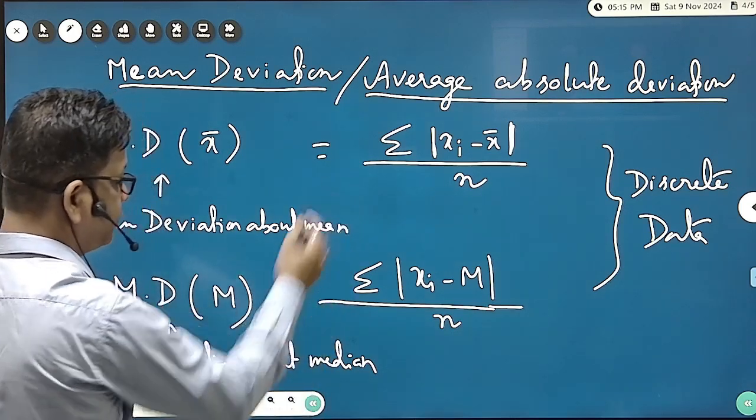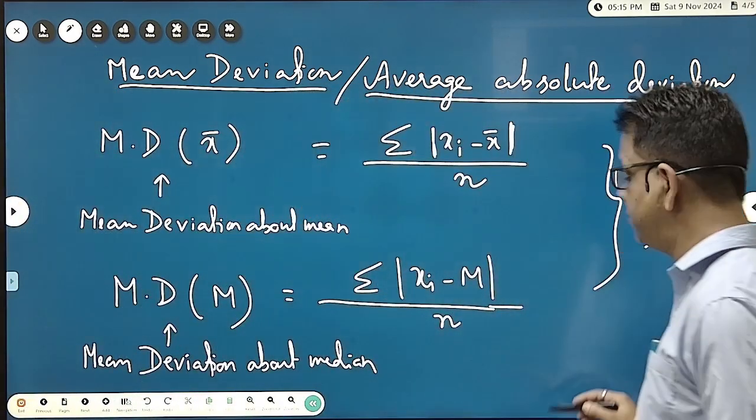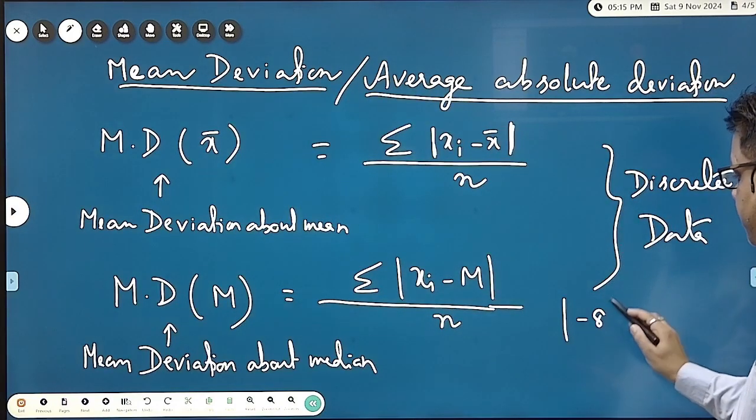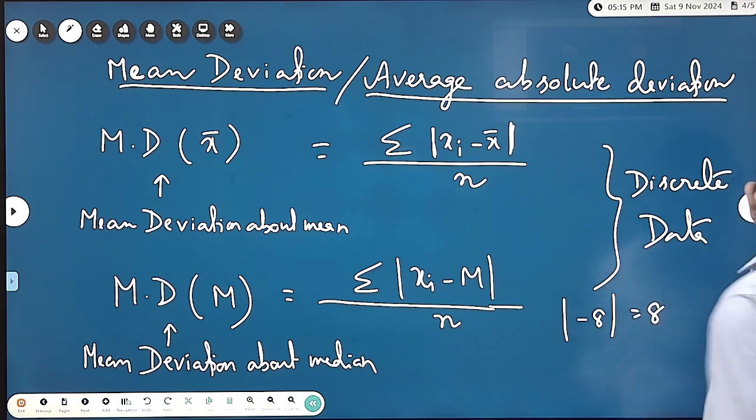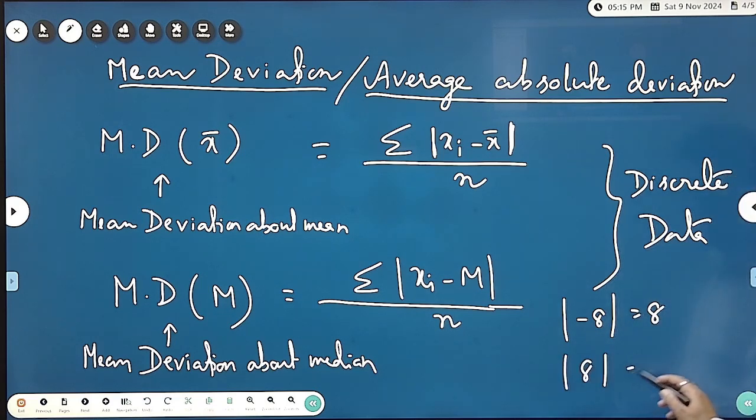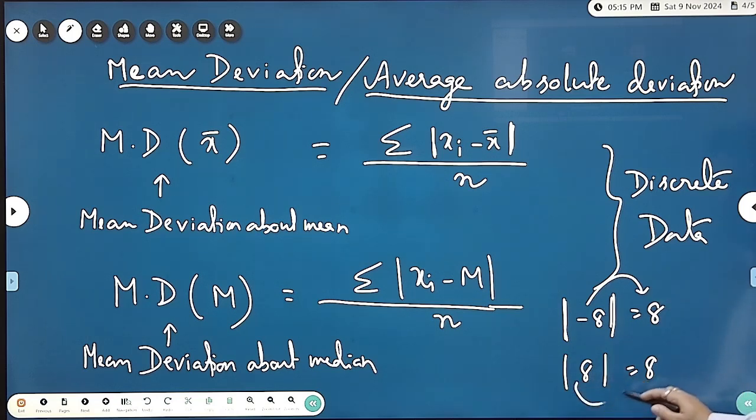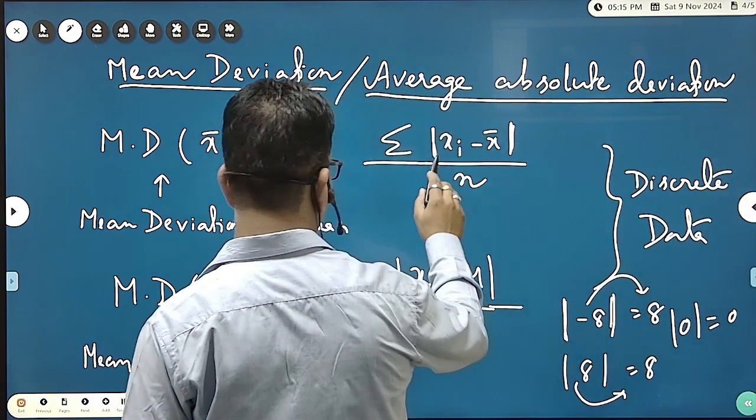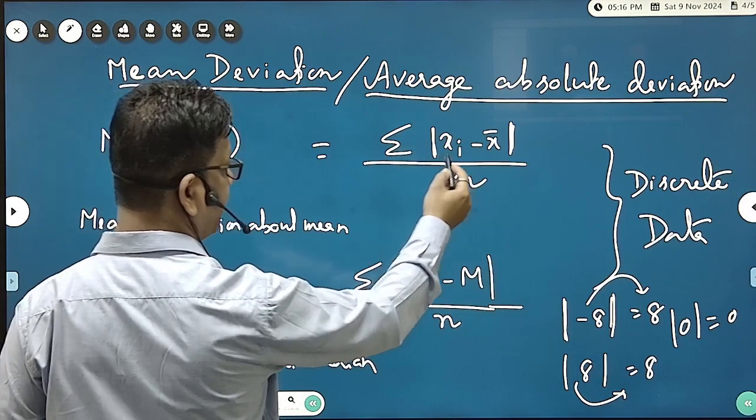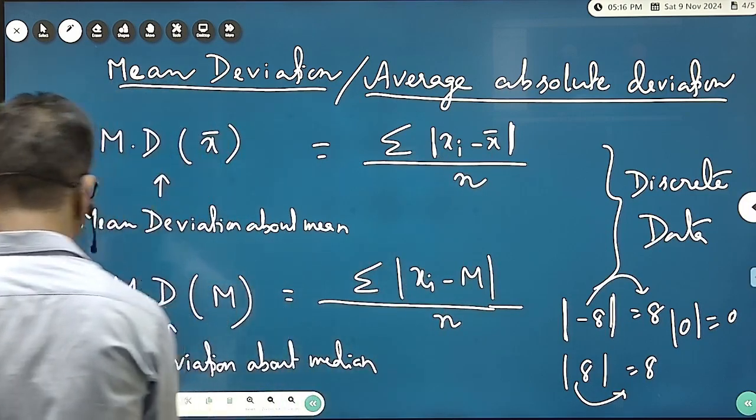Now what does this modulus refer to? Modulus makes a negative number a positive number. Suppose I have modulus of minus 8, it makes the number positive, so it is plus 8. If I have positive 8, it remains positive only. That means it's a modulus function. I don't go to the detail of the function. Just try to understand that a modulus function makes a negative number positive, and if it is positive, it remains positive. Modulus of 0 is 0, neither positive nor negative. Getting it? So what I need to do is find the summation of the modulus of xi minus x bar, whole divided by n. So it goes like this.